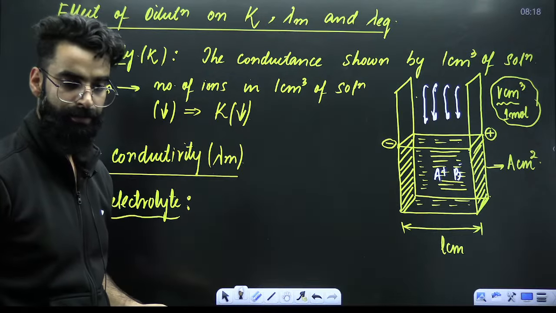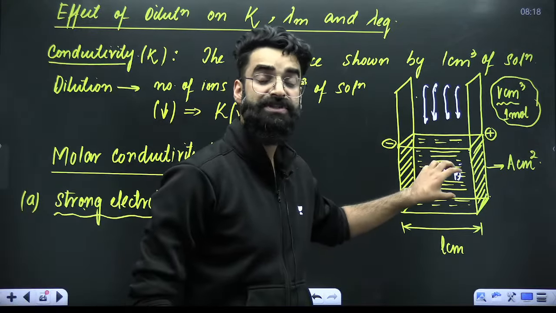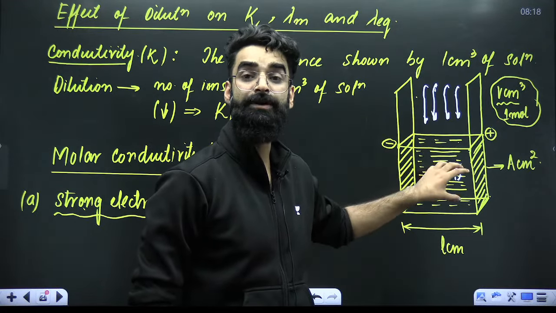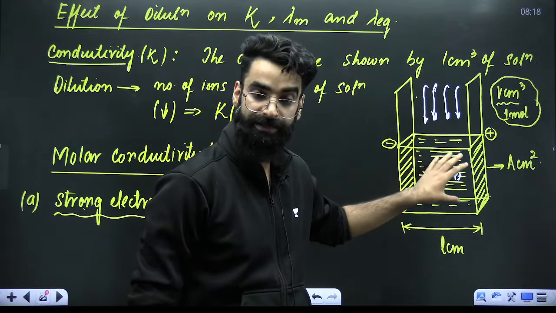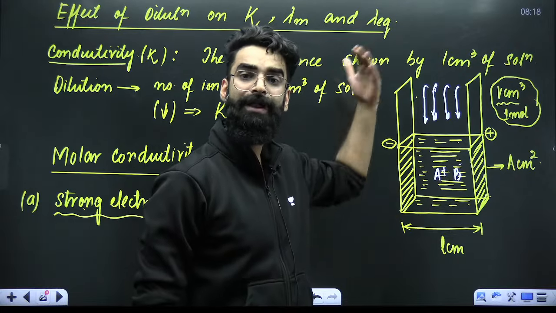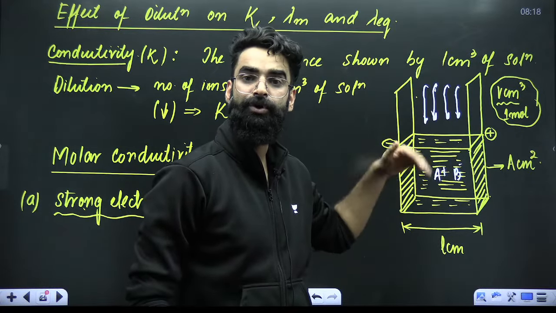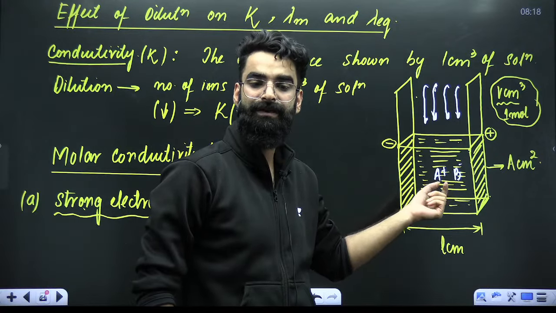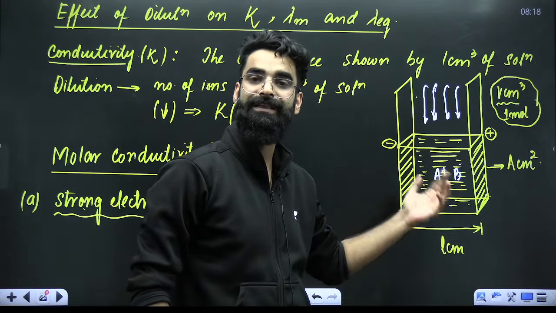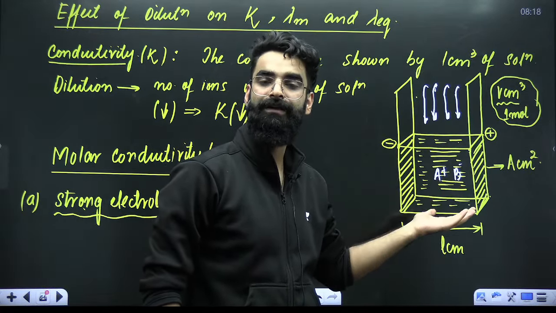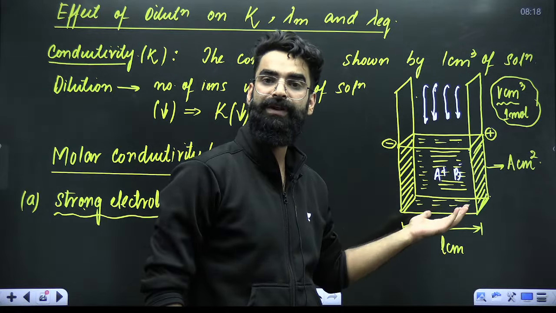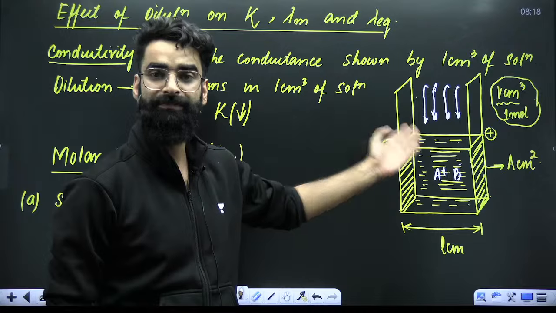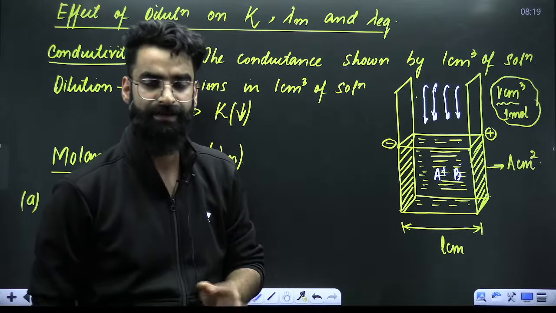So I had 1 mole of strong electrolyte in this solution. And whatever conductance this solution was showing, that was called the molar conductivity of this solution. Now you are adding some extra solvent. Due to the addition of extra solvent, what is happening to the distance between the ions? It is increasing. The force of attraction between the ions is decreasing. Now the ions can comparatively move freely, right? If the ions can move freely, I would say the molar conductivity of this solution automatically increased, right?